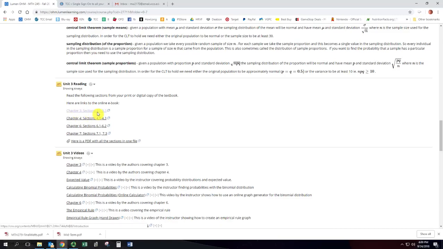Chapter 3, those first three sections, that's the probability stuff. Chapter 4 gets into discrete distributions like the binomial. Chapter 6 into continuous distributions, and then chapter 7 with the normal distribution.